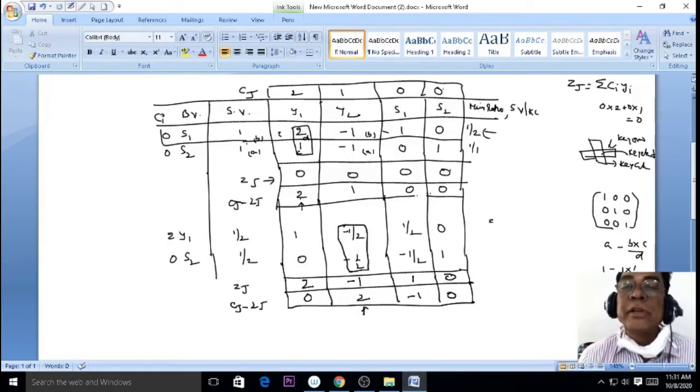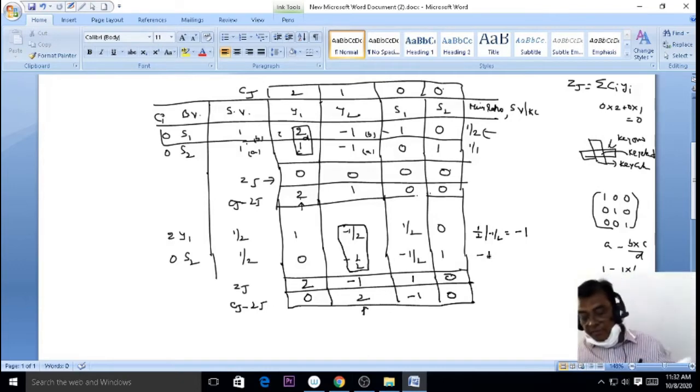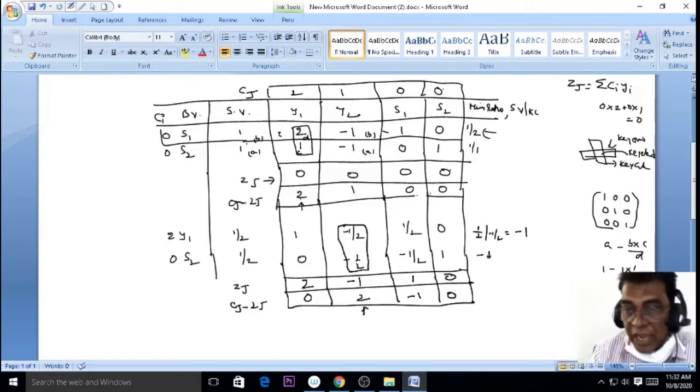Now minimum ratio. What is the basic formula? Minimum ratio is Xb by Kc for the first iteration. Xb 1 by 2, minus 1 by 2. 1 by 2 divided by minus 1 by 2, that is equal to minus 1. 1 by 2 by minus 1 by 2, that is also minus 1. And please, the important point, particularly in this problem, in the minimum ratio, if we have two negative values, immediately stop the problem, because it is an unbounded solution.